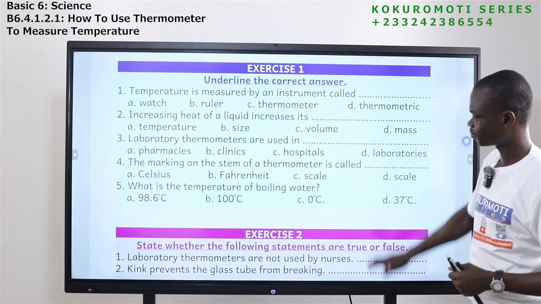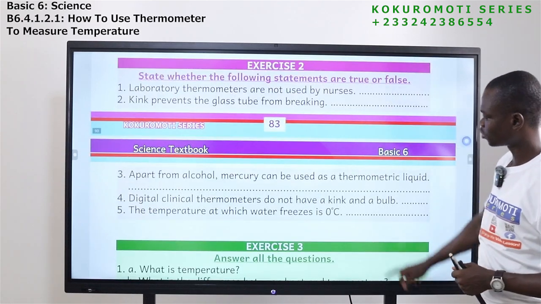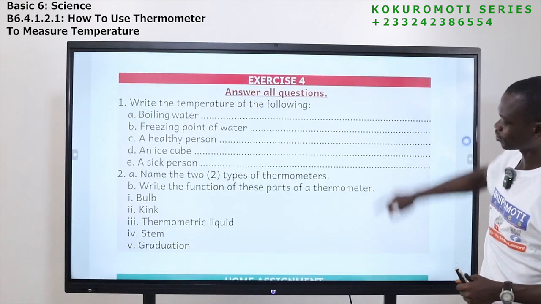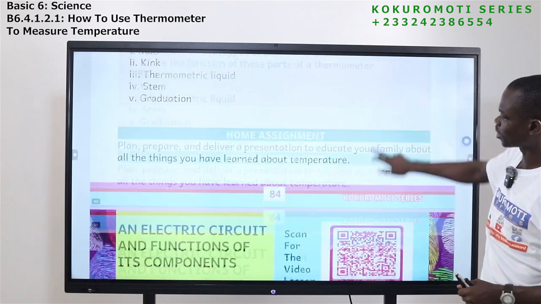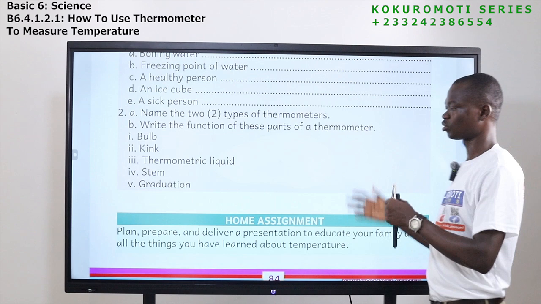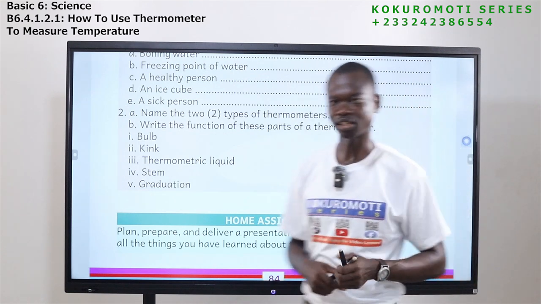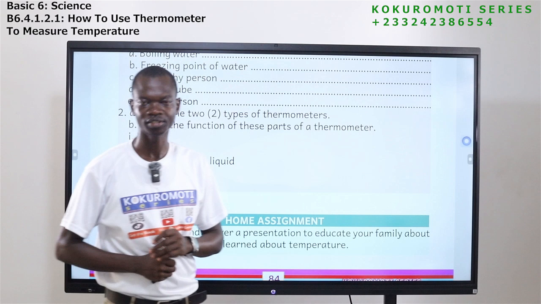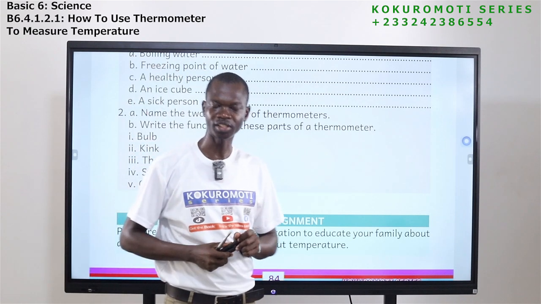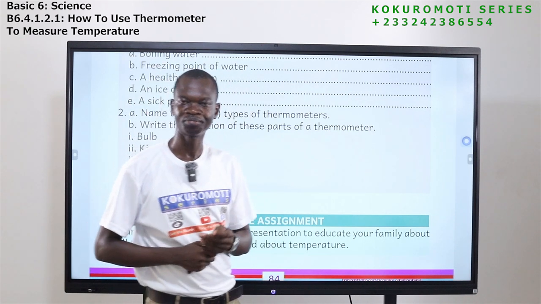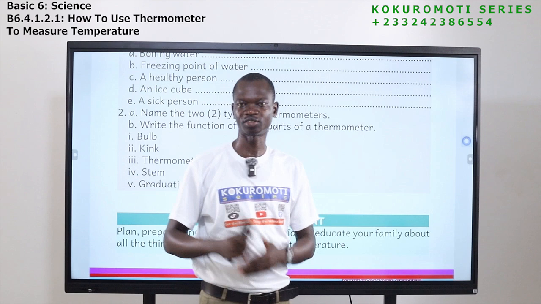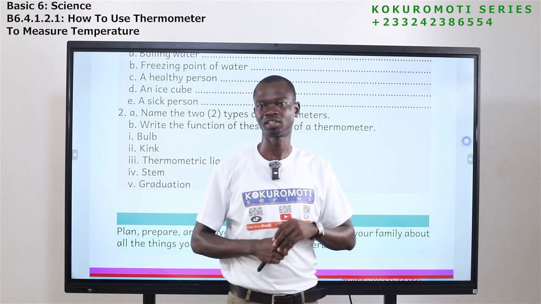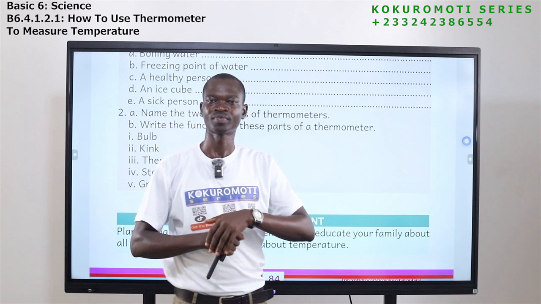We have exercise 1, exercise 2, 3, exercise 4, and then we have home assignments. So this is what you are to do as your exercises and your home assignments. Take your time and read the book. After reading, you can watch the video again. If you have questions, your teachers, your parents are there, go to them, they will help you. You can also reach out, I can also help you.